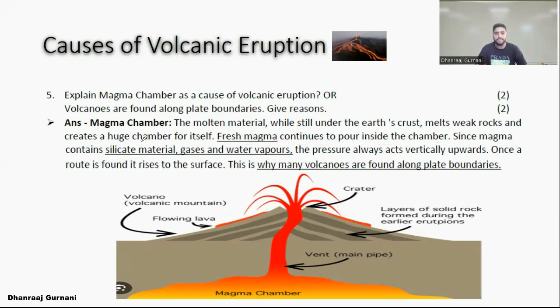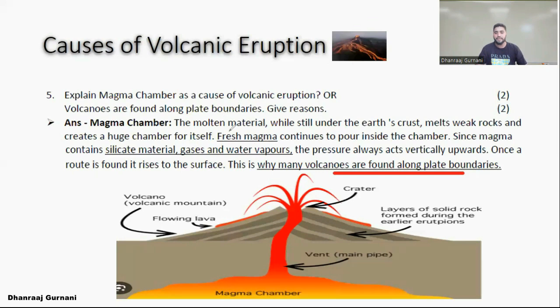Since magma contains silicate material, gases, and water vapor, the pressure always acts vertically upwards. Here is a photo of the hollow magma chamber where fresh magma continues to pour inside. Since this magma has silicate material, gases, and water vapor, the pressure will always act vertically upwards here. Once it finds an escape route, it rises to the surface, and this is why volcanoes are also found along plate boundaries.